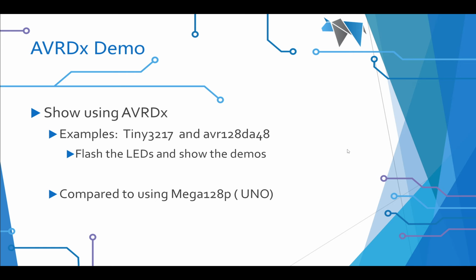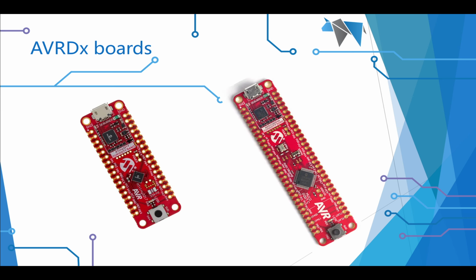So I'm going to show you some demos. I'm going to use a tiny 3217 and an AVR 128 DA48, just flash some LEDs, and we're going to compare that to doing it with an Uno. So let's get into it. I'm going to show you some boards here. I've got them on the desk, but this is what they look like. They're little Curiosity boards. And obviously the tool chain supports programming these, and we'll have to look at how we do that.